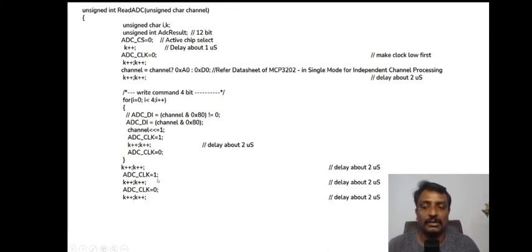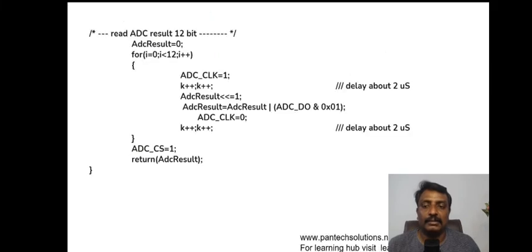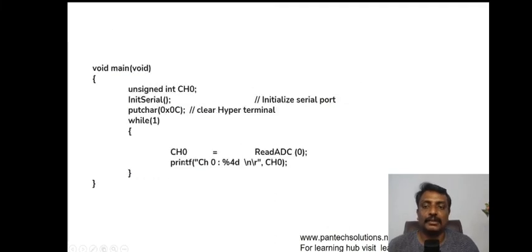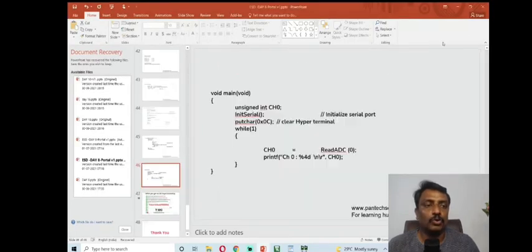You give a single clock, and then you receive the data for 12 bits. You give the clock with a delay of 2 microseconds and receive for 12 bits. You append this value to the ADC result and return the ADC result. So you receive the value of read ADC and you print it on the UART. I will explain the code one more time on Keil so that it will be very clear for you.